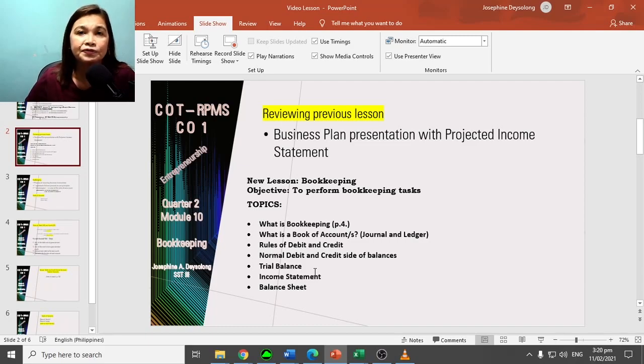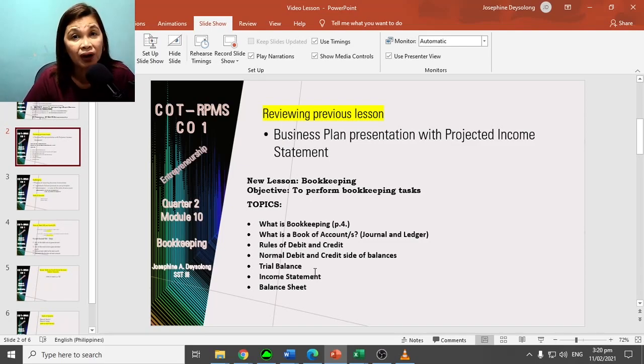Our new lesson for today is on bookkeeping. Our objective is to perform bookkeeping tasks. And what are the topics that we are going to discuss today? Number 1, what is bookkeeping? And please get ready with your module again, number 10, page 4.